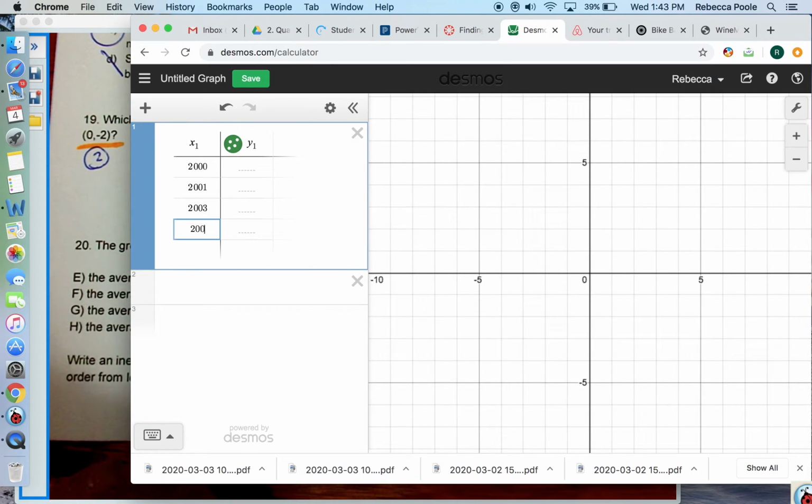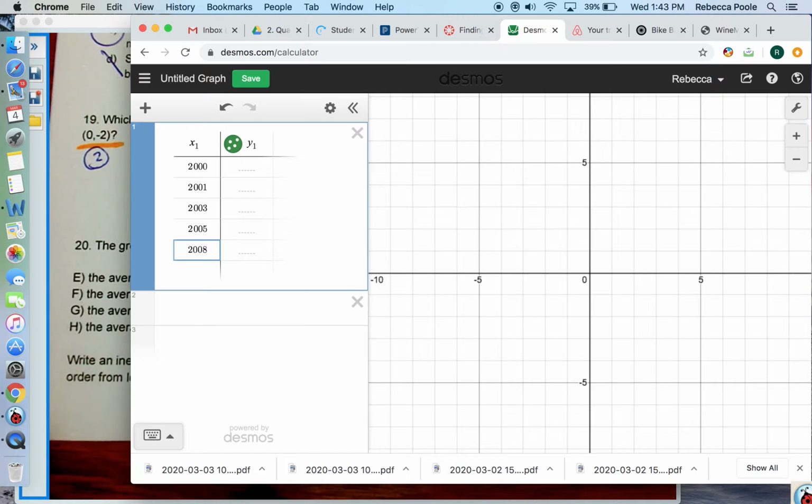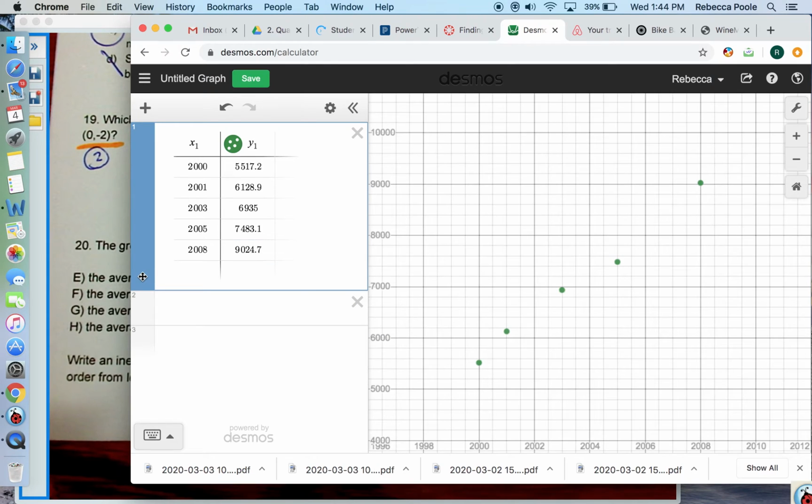2003, 2005, and 2008. Okay. Then I'm going to put in 5,517.2, 6,128.9, 6,935, 7,483.1, and 9,024.7. All right. Remember, if you hit your magnifying glass, it'll zoom so you can see all the points. Okay?